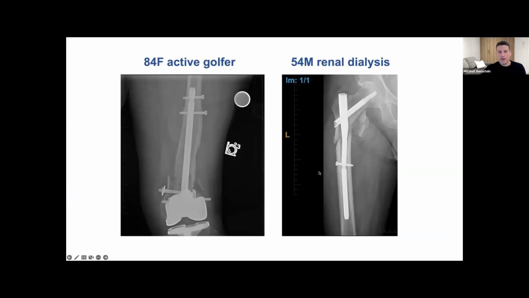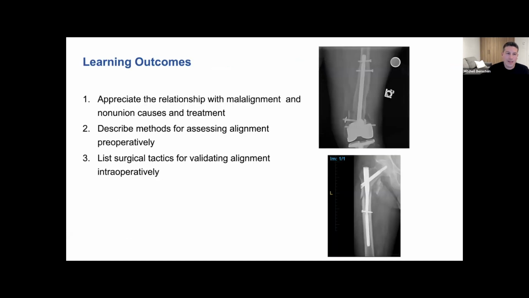So I'm going to go over 2 cases, and don't discriminate by the age on the first one. She's an 84-year-old active golfer. Second patient, 54-year-old male, renal dialysis, 2 femoral non-unions. My talk is going to lean a little bit to what Tim mentioned before, which is alignment and its implications in non-union, as well as your ability to assess it preoperatively and fix it intraoperatively specifically.